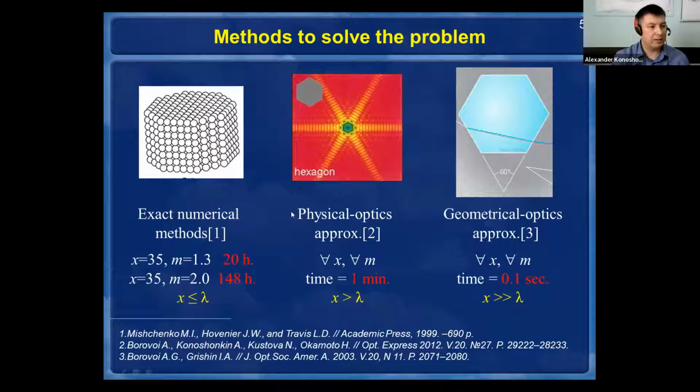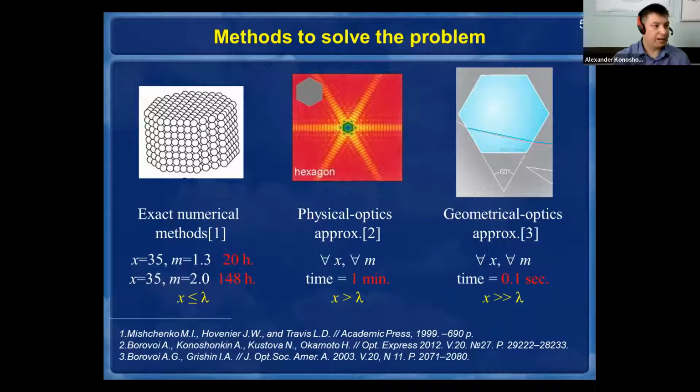And the most suitable method is the physical optics approximation. The physical optics approximation was first developed by Borovoi in Tomsk, and then it was reinvented by Dr. Yang in the USA and Professor Lei Bi in China. So it is a very useful method. We can apply physical optics for light scattering on ice crystals, and I will show you how this physical optics method works.